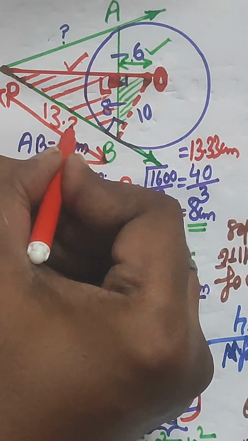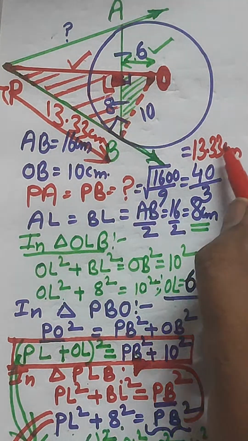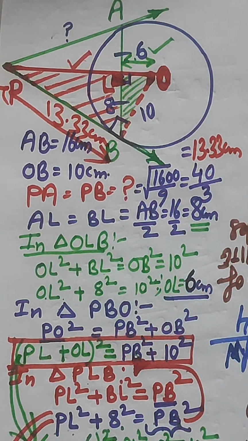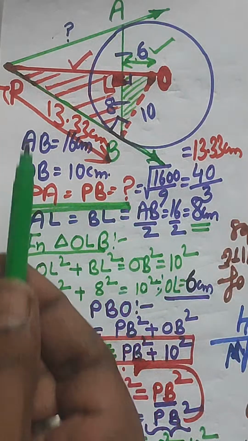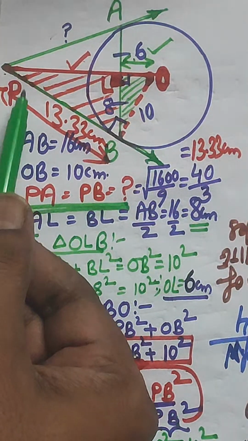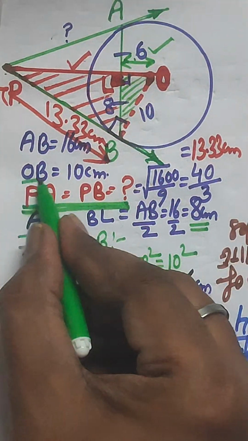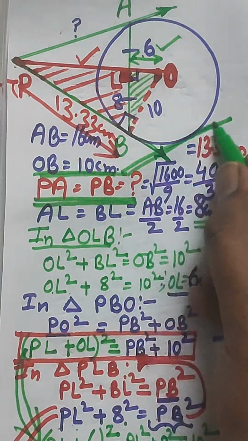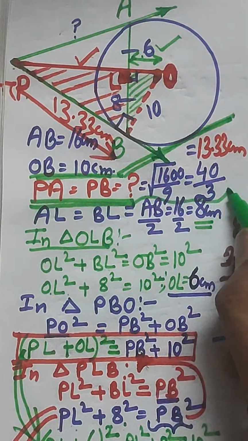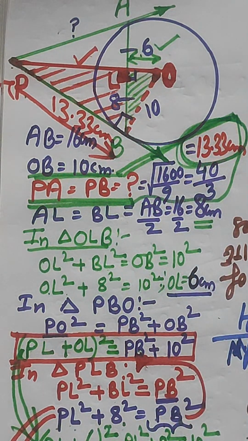So the length of PB is calculated from here to here. It's 13.33 centimeter, right? And in this way we have solved this question, students. The length of PA will be equal to PB, because the tangents drawn from the external point P to the same circle are always equal. So that's why PA is equal to PB, and its length is 13.33 centimeter, right?